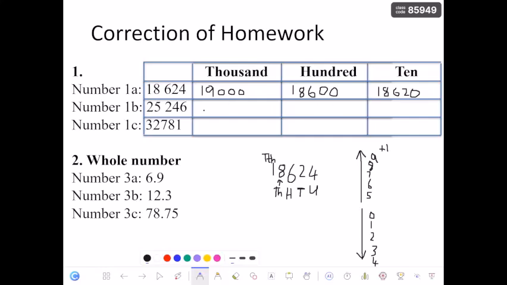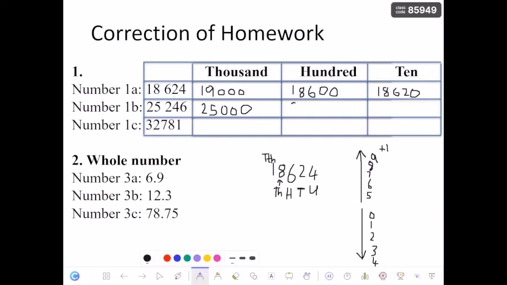Then the next number, let's do it fast. 25,241 to nearest 1,000. So 1,000 is stopping at 5. Then 2 is nearer to 1,000. And if you check, 2 is a round down. So you leave with 0, 0, 0. So that is that.